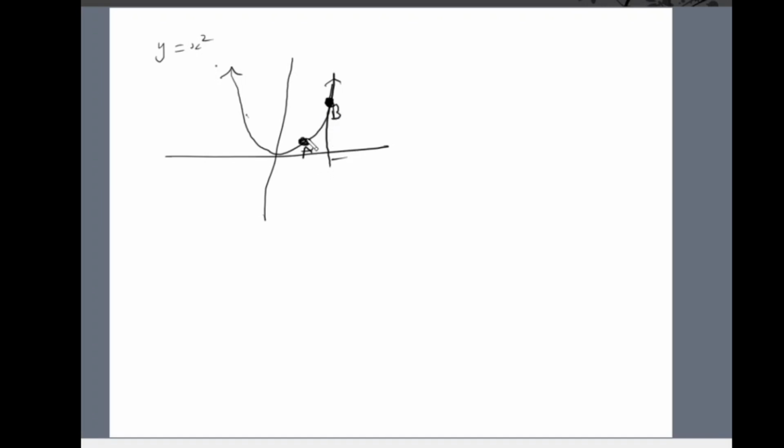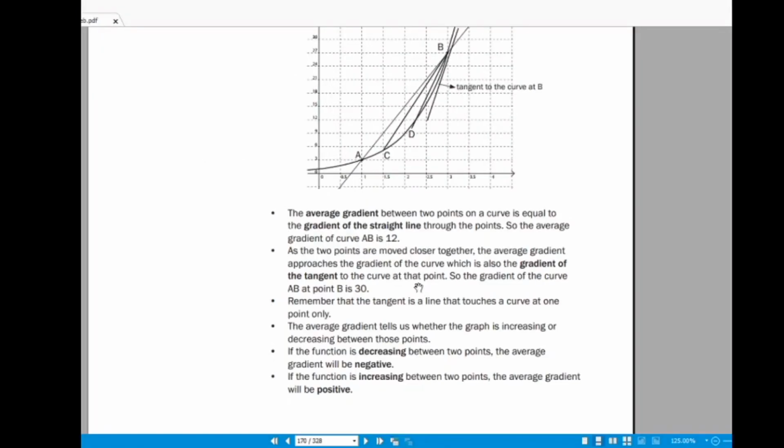So the gradient of this curve at point A is the same as the gradient of the tangent passing through point A, right? And the gradient of this curve at point B is the same as the gradient of the tangent passing through point B, right? Also remember that the tangent is a line that touches a curve at one point only.